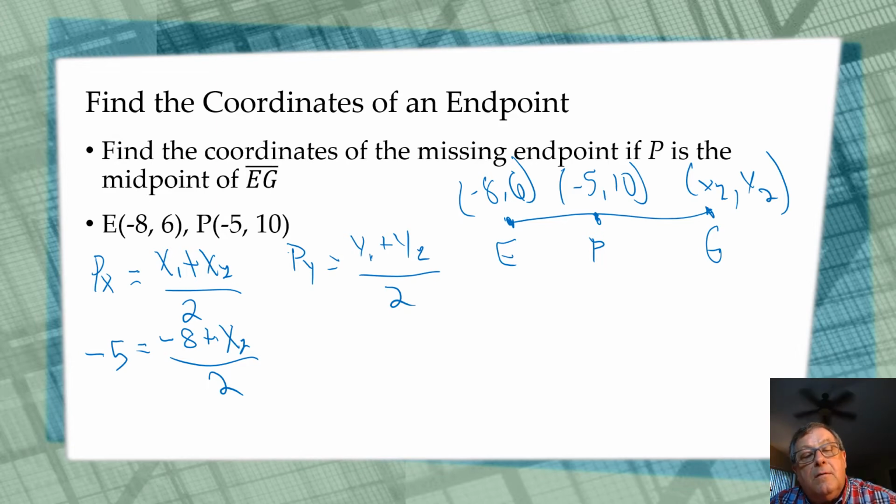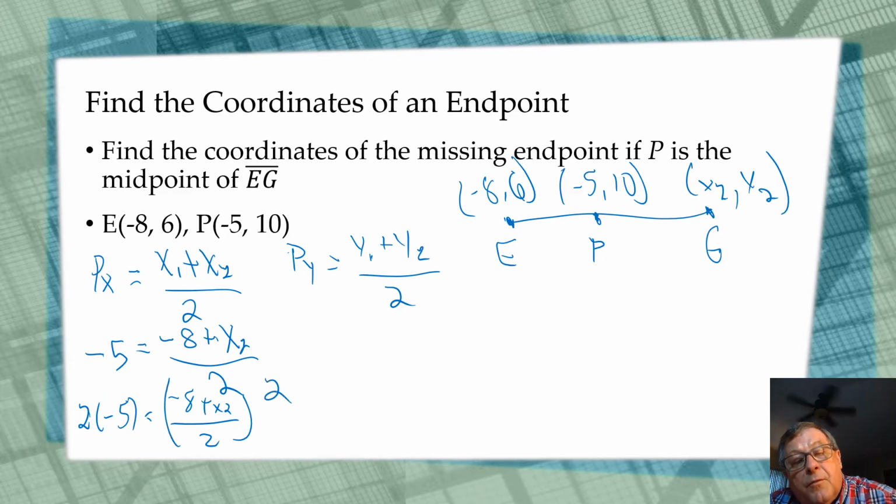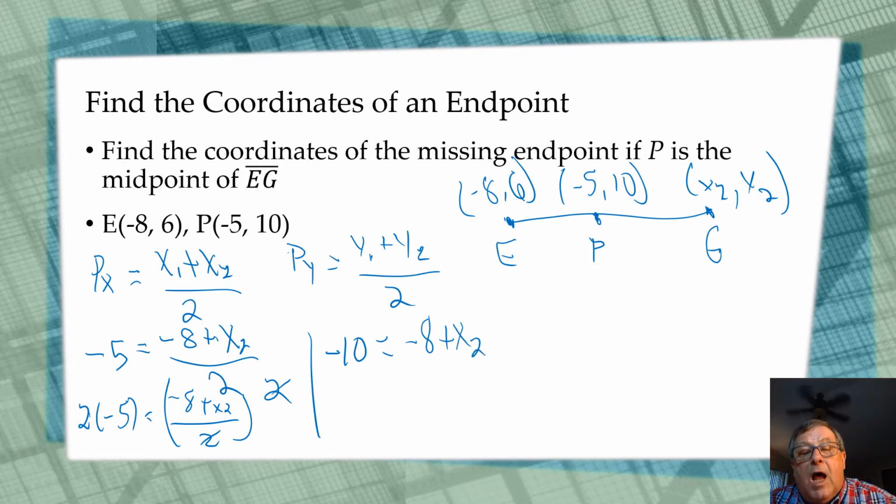I'll do it like this. So then we would have 2 times -5 equals (-8 plus X2 over 2), in parentheses, times 2. Well, on the right, the 2's are going to cancel. And 2 times -5 is -10. And now that is equal to -8 plus X2. Well, let's add 8 to both sides. Well, -10 plus 8 is going to be -2. Over here, the -8 and the plus 8 are going to cancel. And so I'm left with X2 is equal to -2. So the X coordinate for G in this situation is -2.